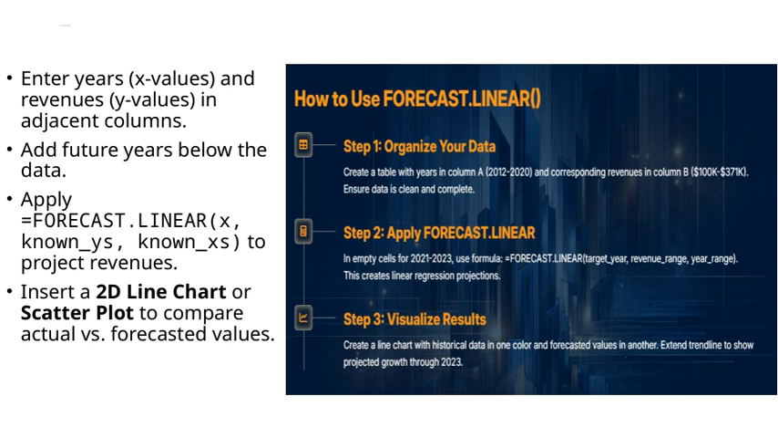Next, when you want to forecast future revenues, simply add the future years below your existing data. This way, your data set extends logically, and Excel can use this to make predictions. Then, to generate your forecasted revenues, apply the formula equals FORECAST.LINEAR(x, known_ys, known_xs). Here, replace x with the future year you're interested in, and ensure your known Ys and known Xs refer to the ranges of your existing data. This formula will give you the estimated revenue for that future year.